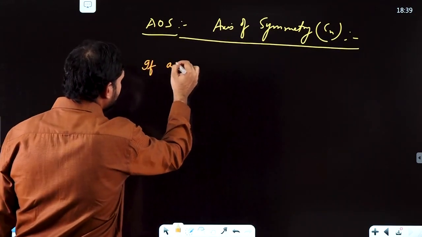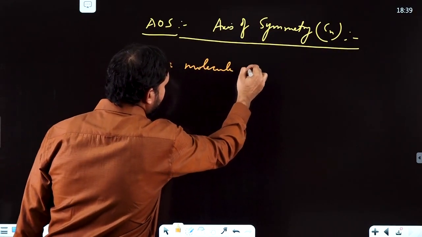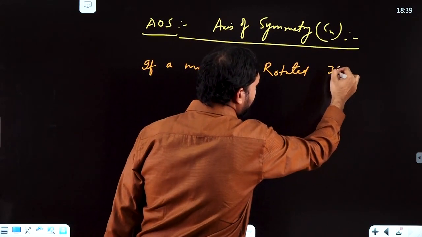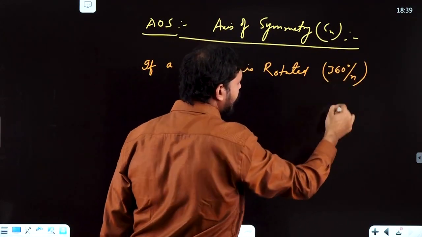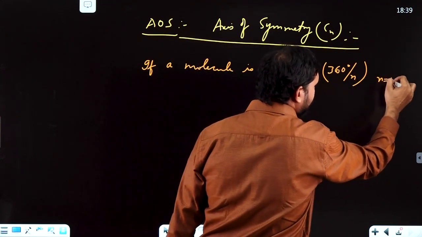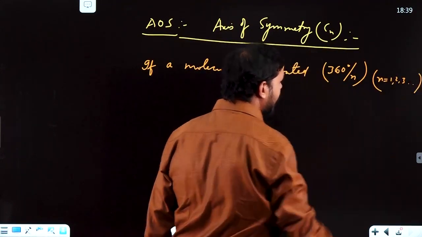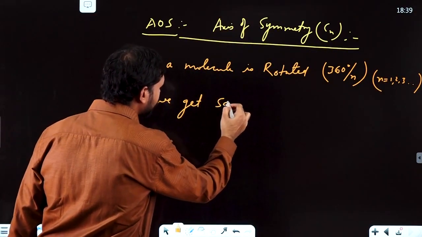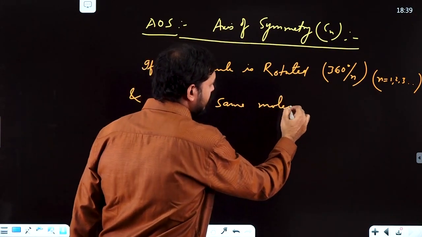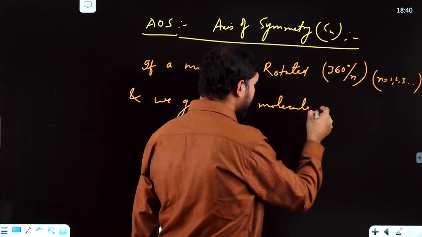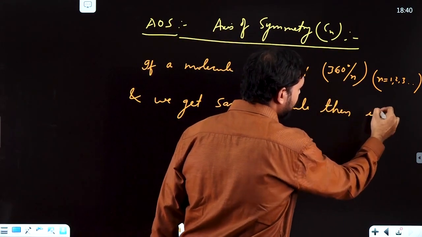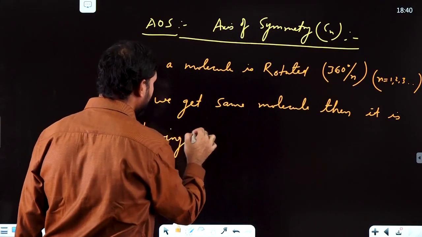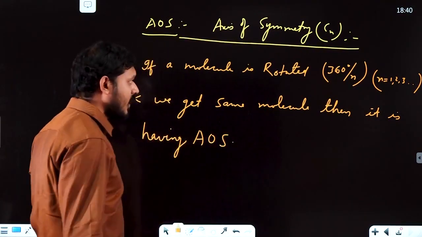If a molecule is rotated 360 degrees by n, where n equals 1, 2, 3, any number, and we get the same molecule, then it is having an axis of symmetry.